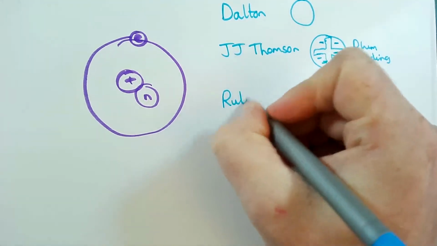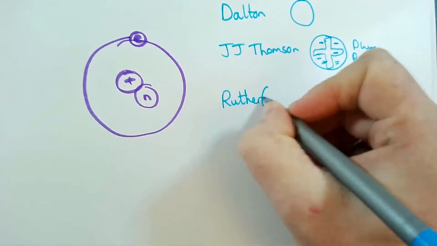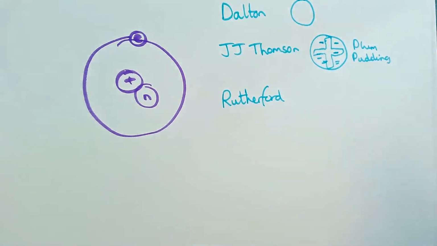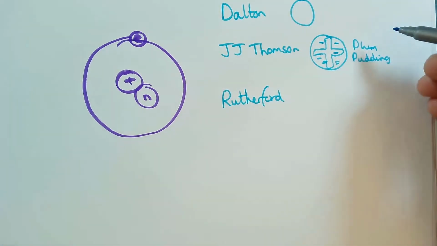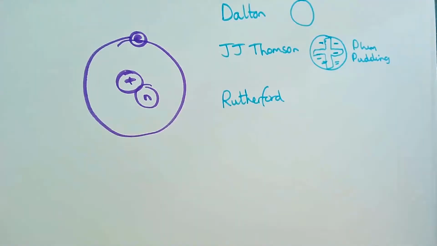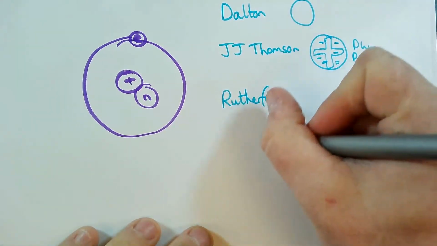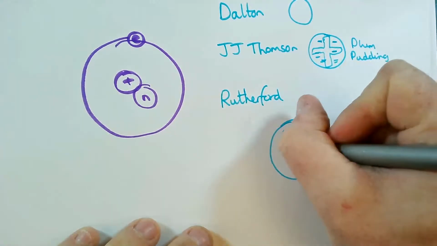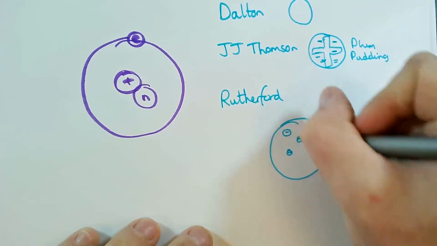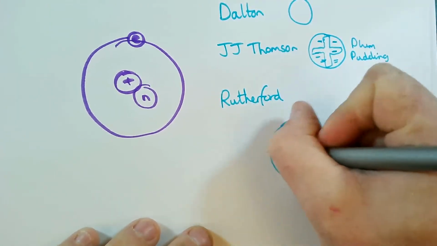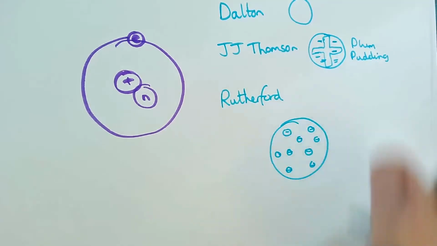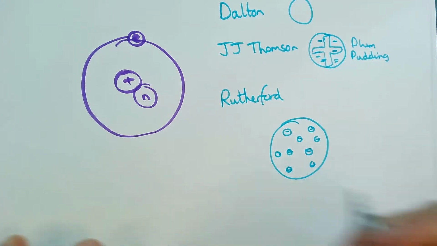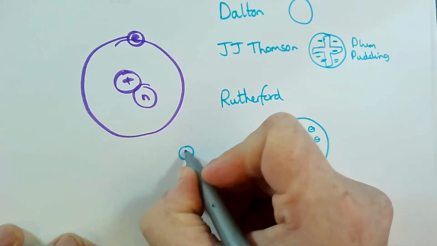Then Rutherford comes along, and Rutherford does the gold foil experiment. He assumes that atoms are plum puddings, that's what's thought at the time. So if I took a plum pudding model of the atom, with our electrons scattered throughout, he makes a very thin piece of gold foil. The only reason he uses gold is to make it really, really thin. And he takes an alpha particle.